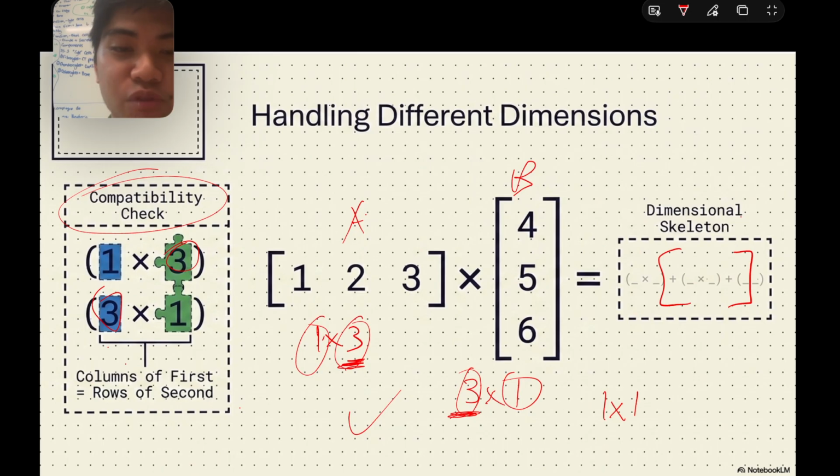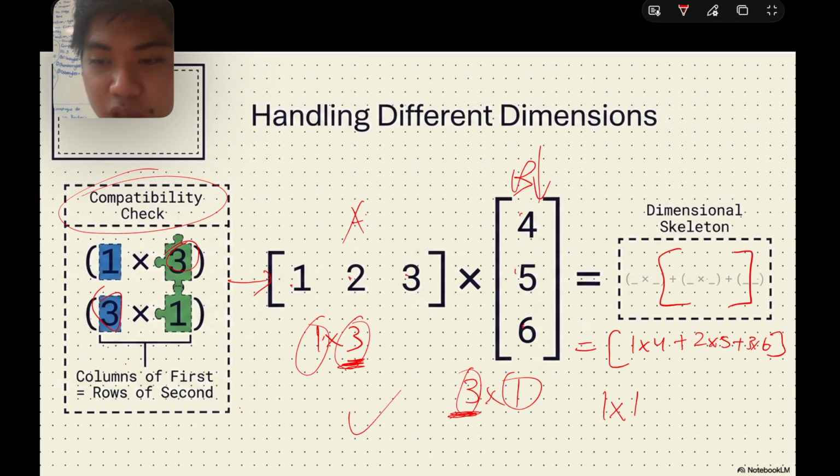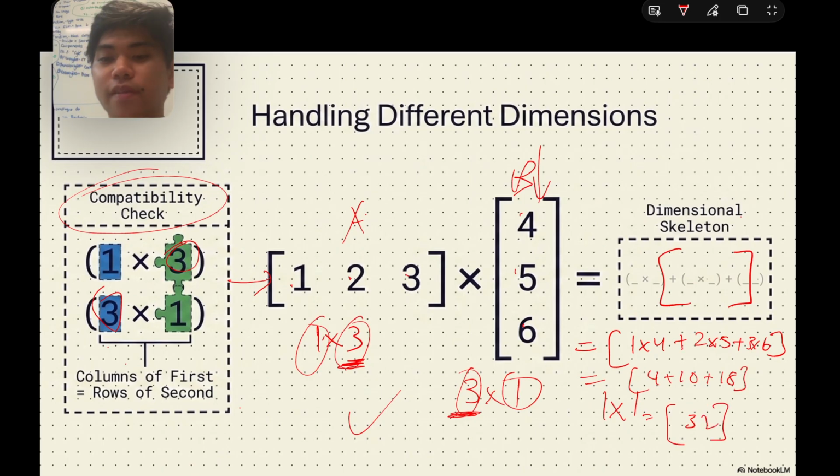So what happens here? We have row 1 multiplied by column 1. It's going to give us 1 times 4, plus 2 times 5, plus 3 times 6. So 1 and 4 together, 2 and 5 are the second component, 3 and 6 are the third component. Then we add all those together, so that's 4 plus 10 plus 18, which is 32. Even though it's just a single value, it's still a matrix for us because we have been multiplying matrices and we just have a 1 by 1 matrix.